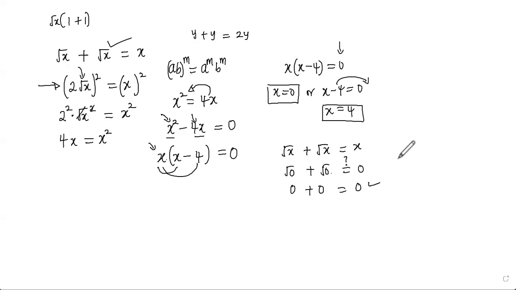Then the other one is square root of 4 plus square root of 4. Will it give us 4? Of course, square root of 4 is 2. And another square root of 4 again is 2. 2 plus 2 will give us 4. So the solutions we got for x, they are valid solutions.